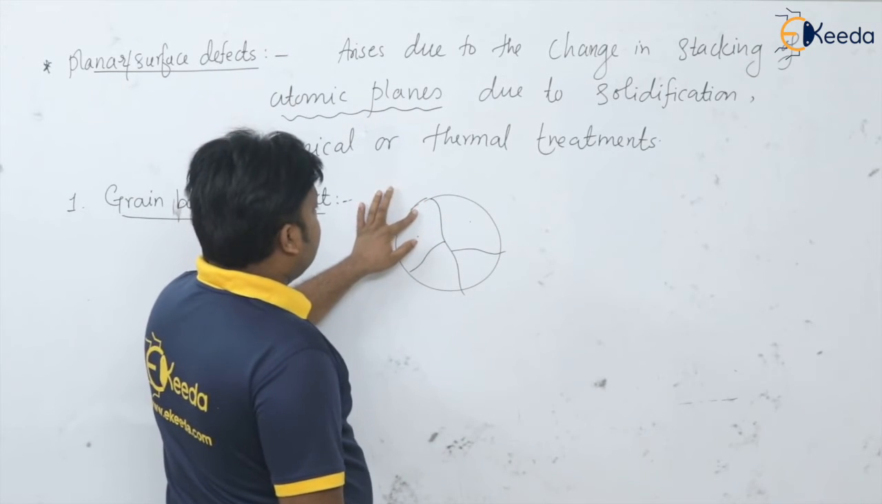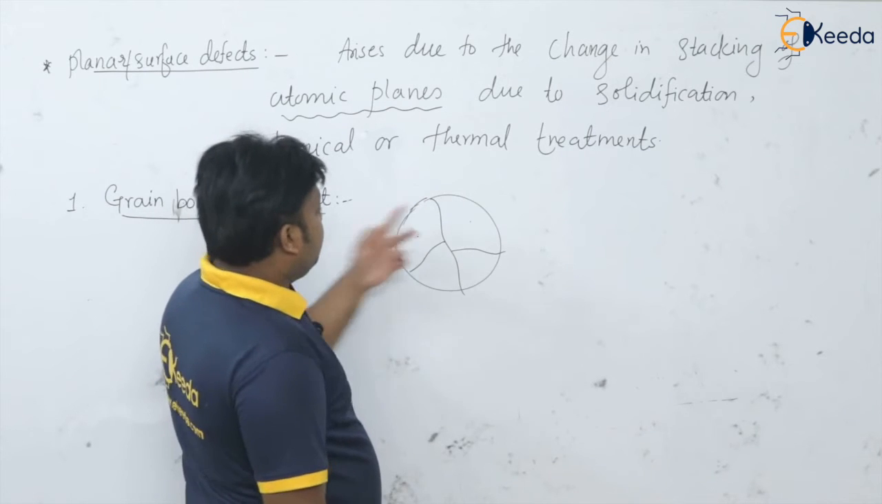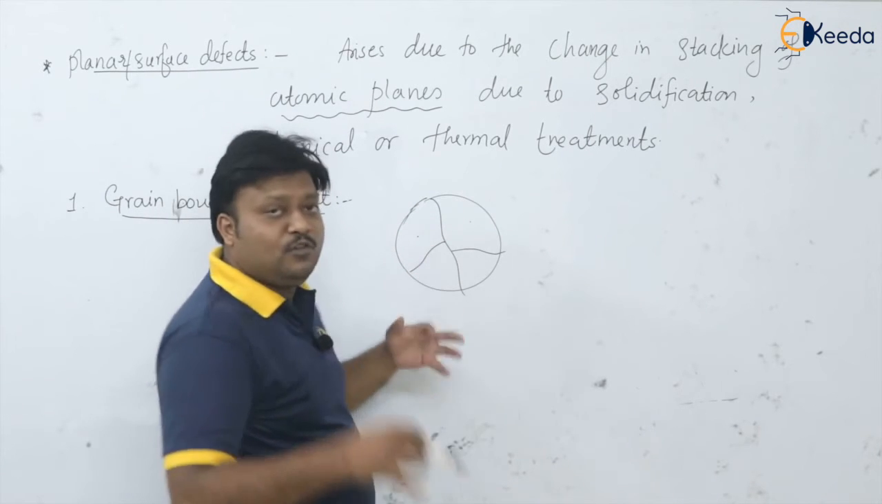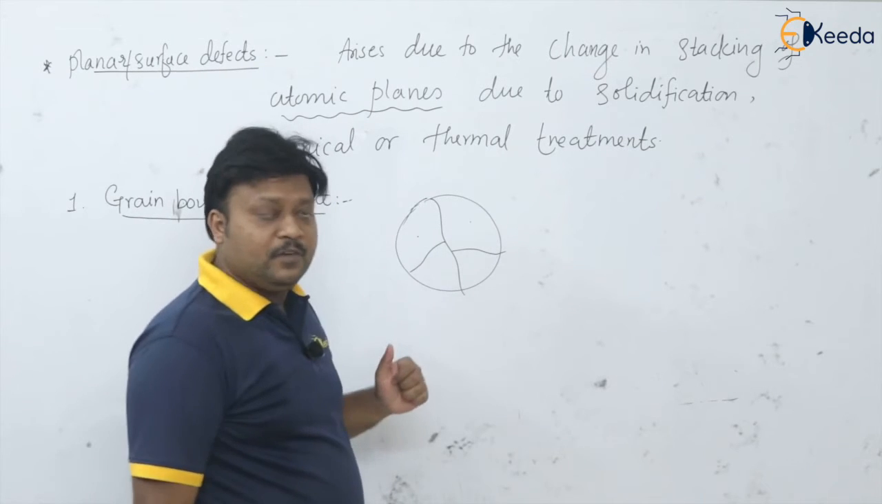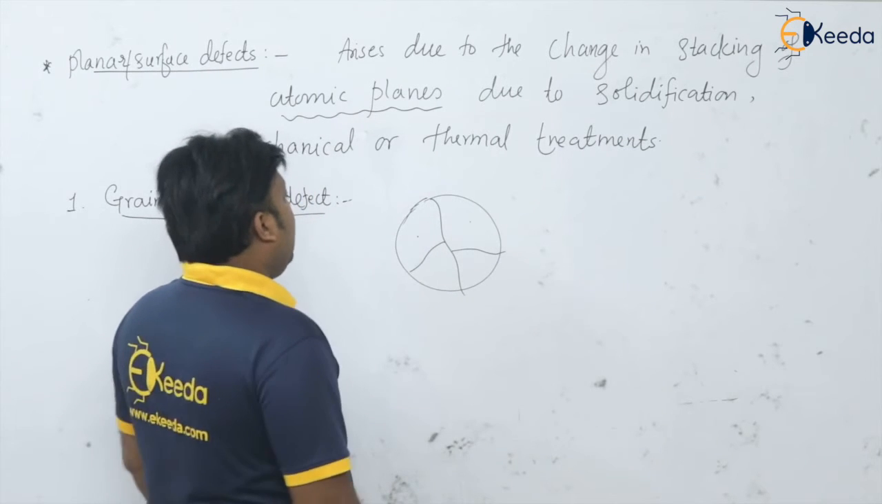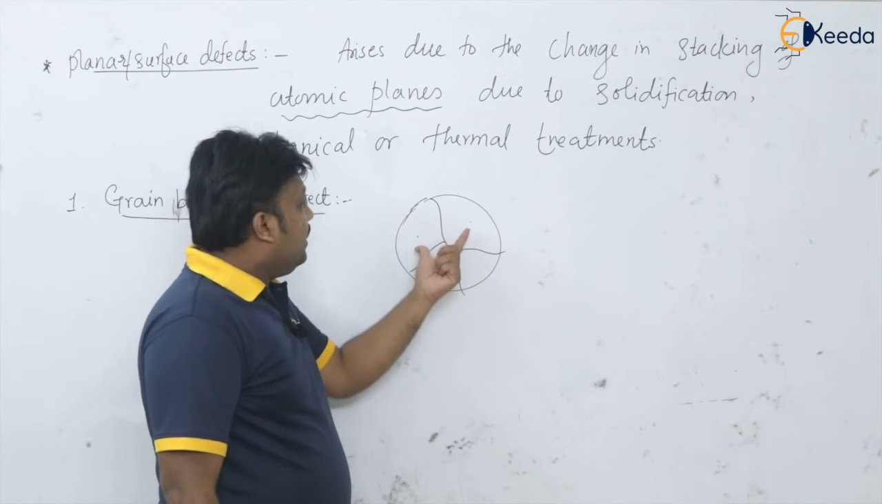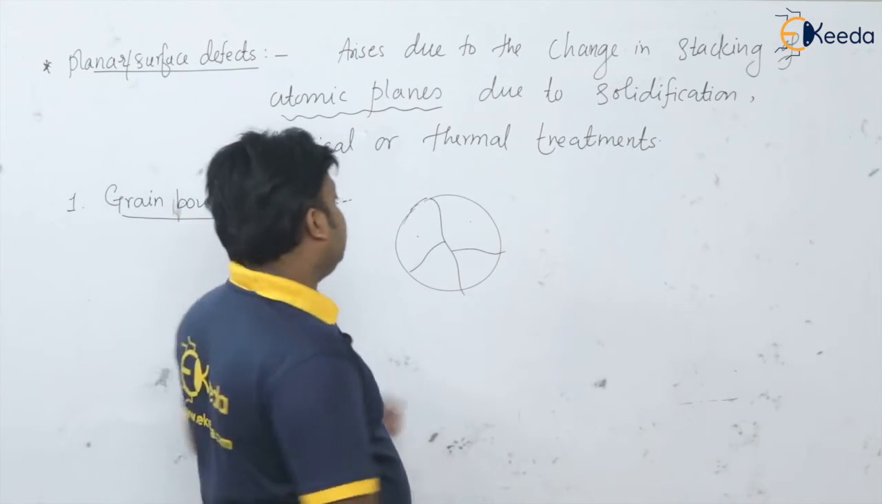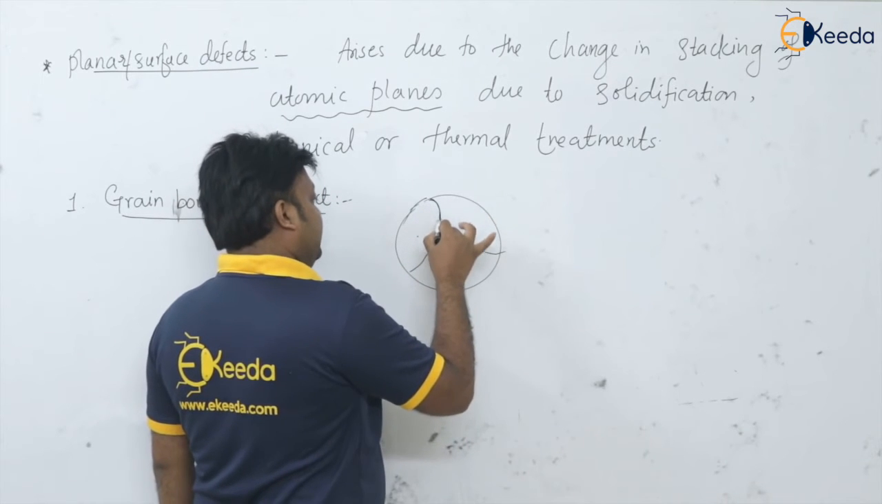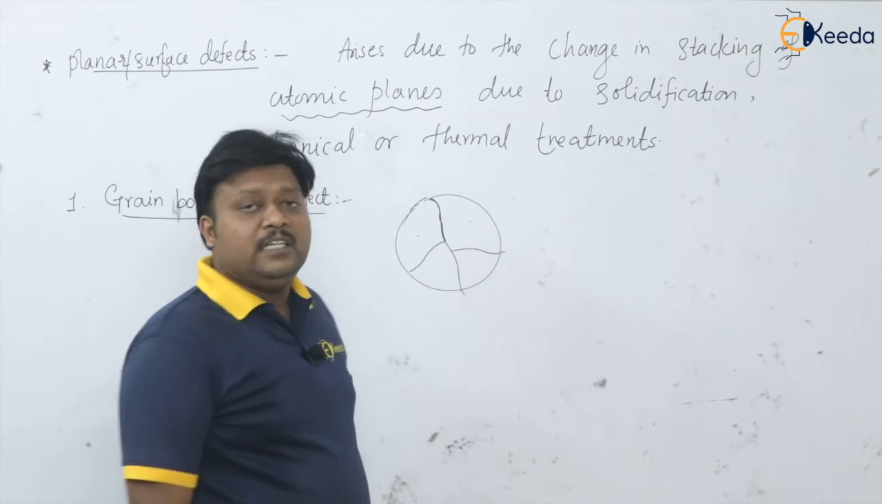So there is a difference, or these two grains differ from each other, because of the orientation, the grain orientation. And where this orientation mismatch occurs is nothing but the grain boundary. Okay, so grain boundary क्या होती है?